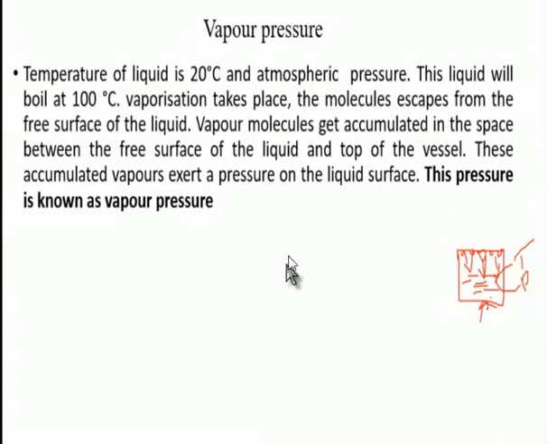Whatever sentence he has given here, we have to explain with the help of this figure. We can take one container, and inside that container we have some fluid. Half of the container has the liquid. That liquid is maintained at 20 degrees Celsius and at atmospheric pressure.